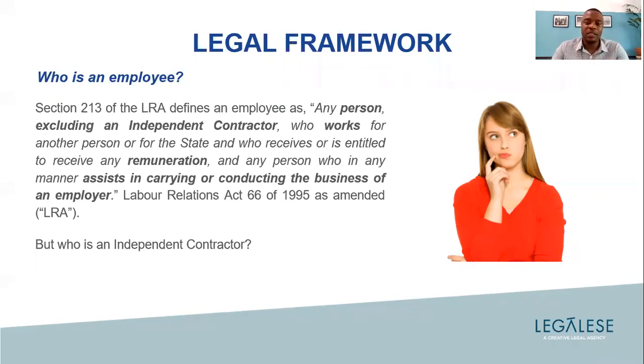The second part of this definition basically means that in any other way, that person can assist the employer in carrying out or conducting the business of that person. Right? Now, we know that Section 213 of the Labor Relations Act defines who an employee is. But we now need to move on and find out, who is an independent contractor?